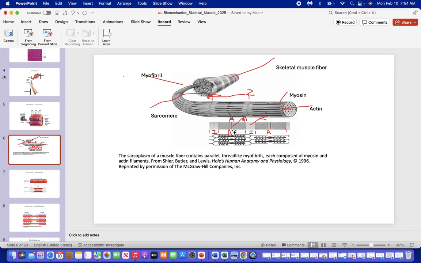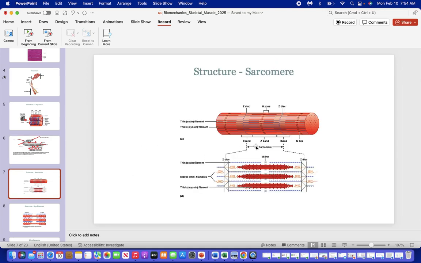In the center of the A band are the H zones, which contain only myosin filaments. All right, so you can see that again here. Okay, so the sarcomere is here. It's compartmentalized between the two Z lines. Each sarcomere is bisected by an M line.